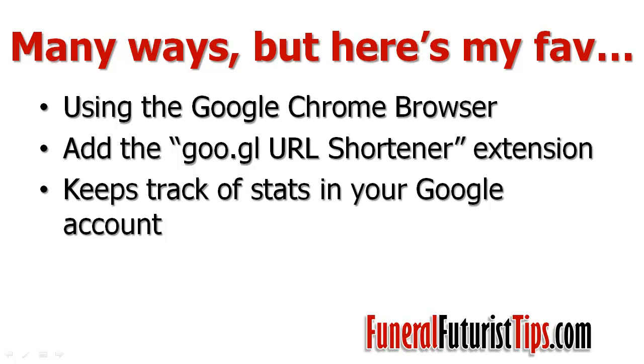And the neat thing about Chrome is that since it is a Google product, they have an extension that you can add called the Google URL Shortener, and when you shorten the URL, it actually gives you a link to the QR code as well. And it actually tracks the stats in your Google account to see how many times people have accessed that link or that code. So let's go there now.